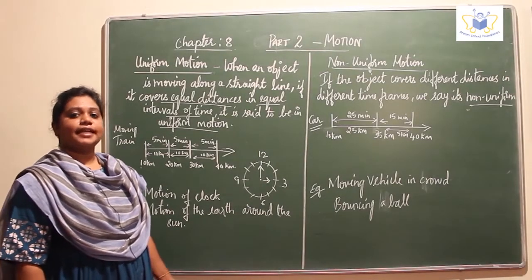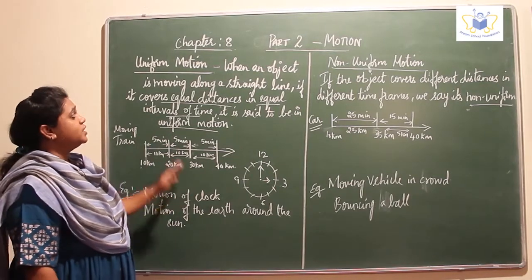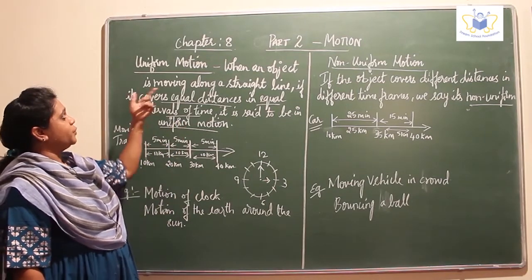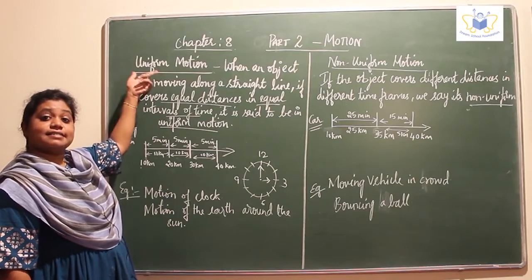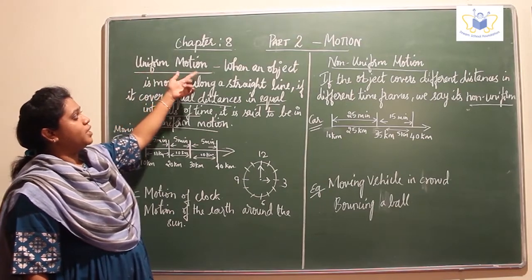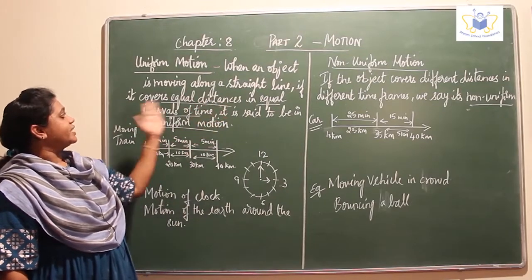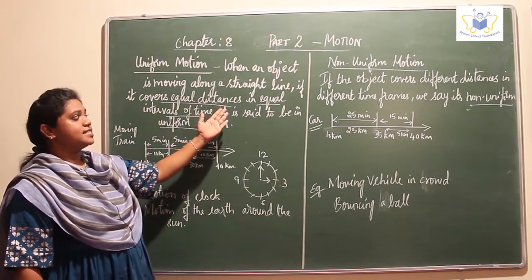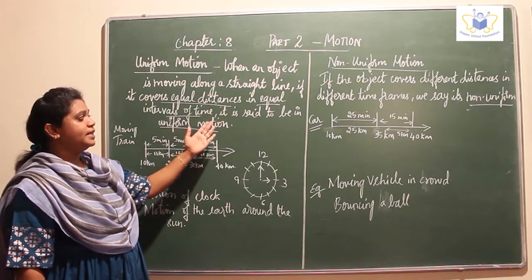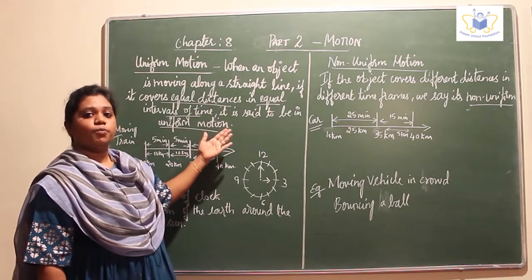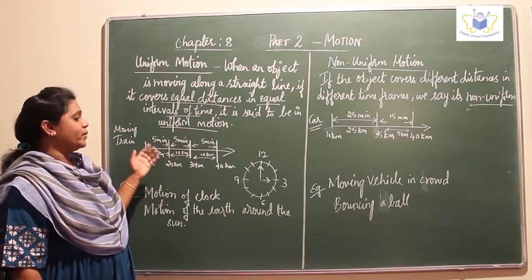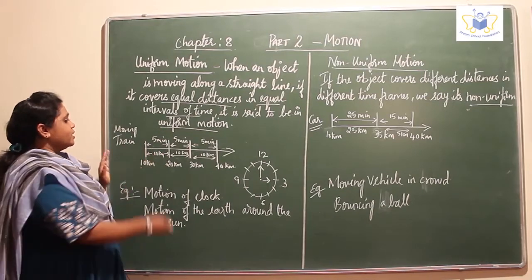Next we will move on to studying what is uniform motion. Uniform motion, from the word uniform, means it is the same. So uniform motion: when an object is moving along a straight line, if it covers equal distances in equal intervals of time, it is said to be uniform motion. With an example, we will understand it more clearly.